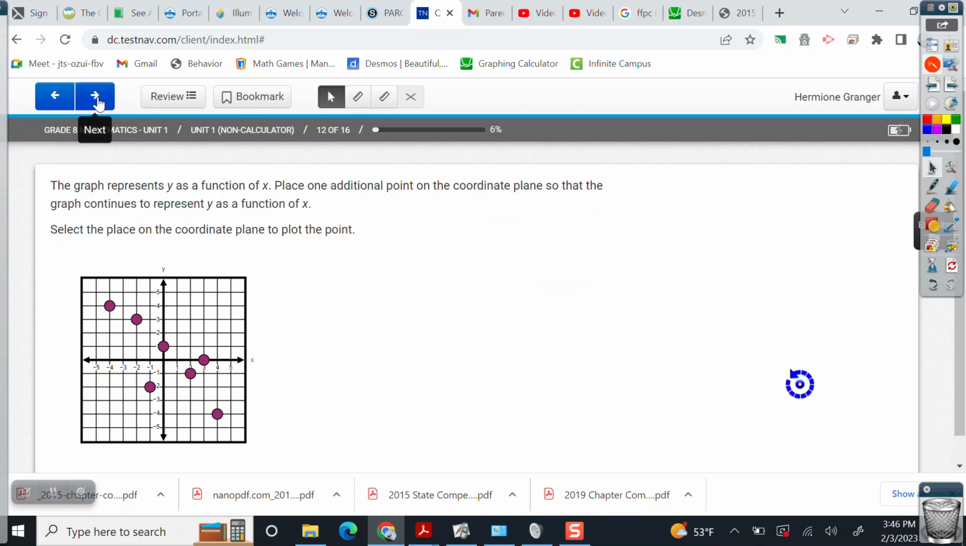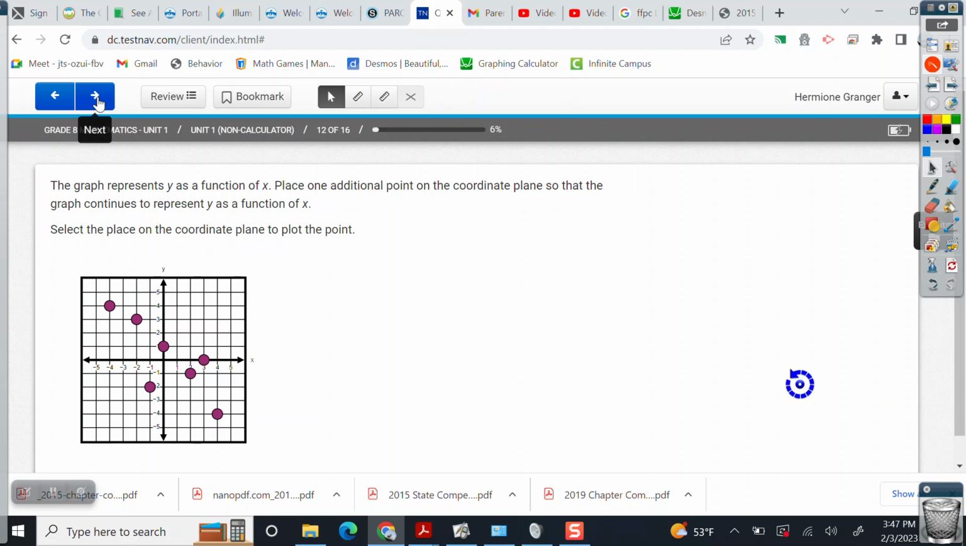All right. The graph represents y as a function of x. Place 1 additional point on the coordinate plane so that the graph continues to represent y as a function of x. So remember, a function has to be something on a graph that passes the vertical line test. And if something fails the vertical line test, it's because you have 2 points that are right on top of each other. That would mean that when you bring that line over it, you're going to have the line touching 2 points at once. That's no good.